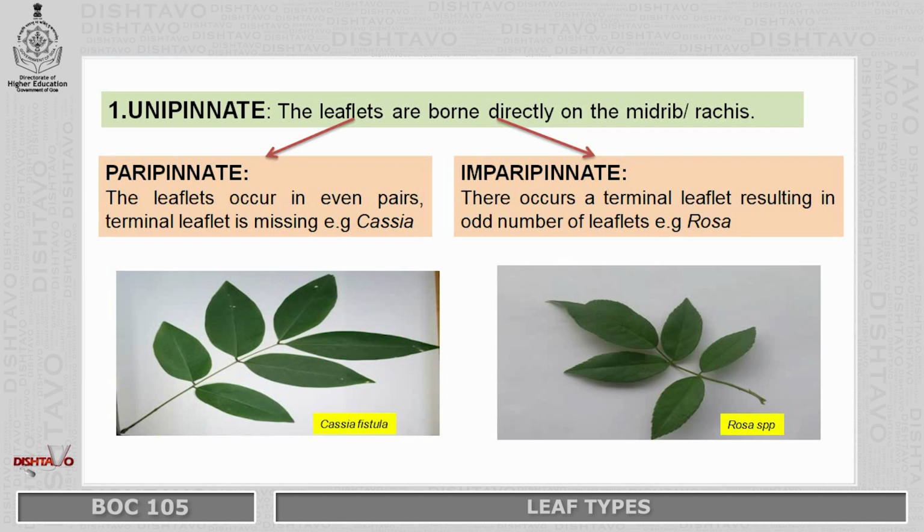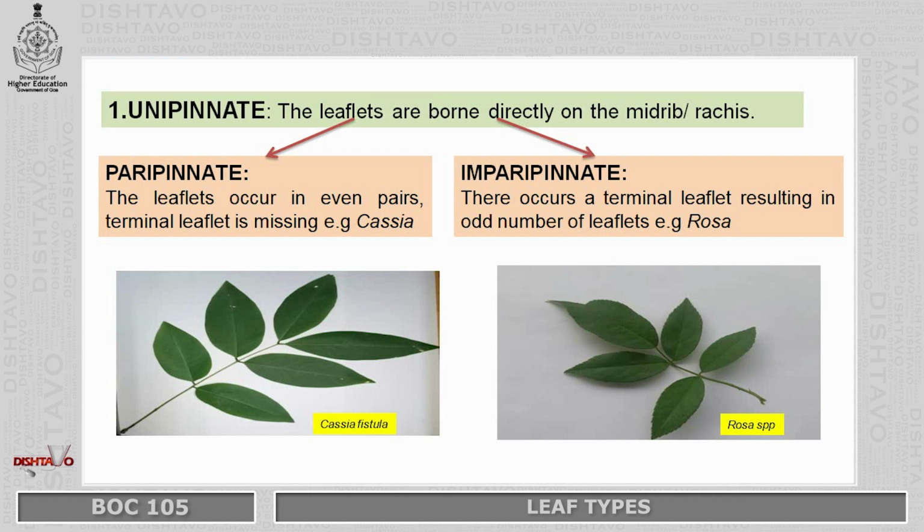Again, unipinnate are of two kinds, paripinnate and imparipinnate. In the next slide we see what these pinnately compound unipinnate leaves are. Here the leaflets are borne directly on the midrib or the rachis. There are two kinds of unipinnate leaves, paripinnate and imparipinnate. In paripinnate leaves, the leaflets occur in even pairs and the terminal leaflet is missing. Example, Cassia fistula, as you can see in your slide.